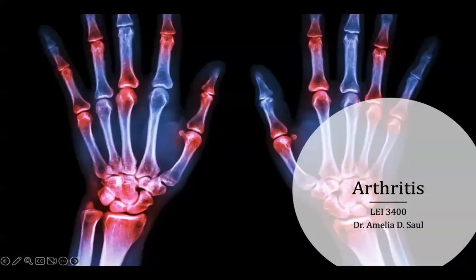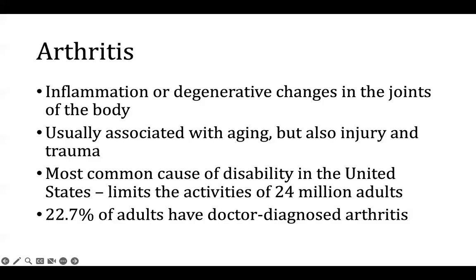Okay, so moving on to talking about arthritis. Arthritis is one of the conditions that relates to the musculoskeletal system. Arthritis is inflammation or degenerative changes in the joints of the body. It is usually associated with aging, but it also could be associated with an injury or trauma. You'll notice that individuals who play sports for long periods of time will develop arthritis due to the impact that those sports are having on their body. That can cause arthritis as well.